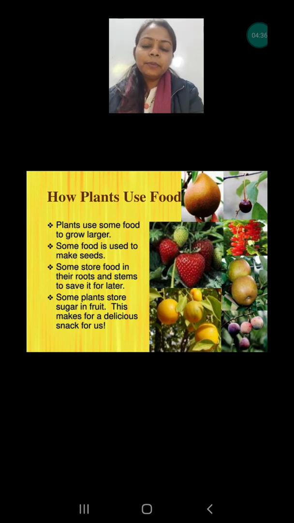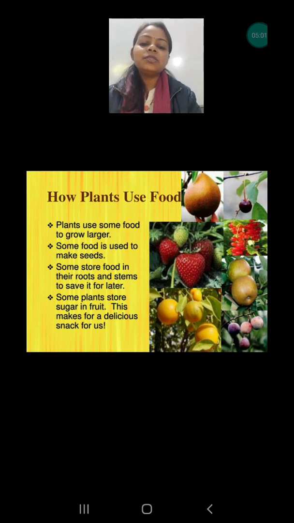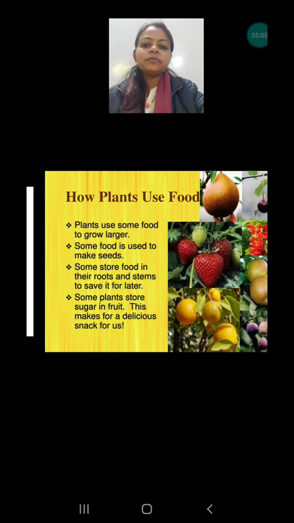Okay, the plants are preparing the food. They are preparing different types of food and storing it in different body parts. Some of the food is stored in the root, some in the leaf, some in the stem, and some in the form of fruit. Okay, that is very juicy and we enjoy eating that. So this is all due to the food and the photosynthesis.